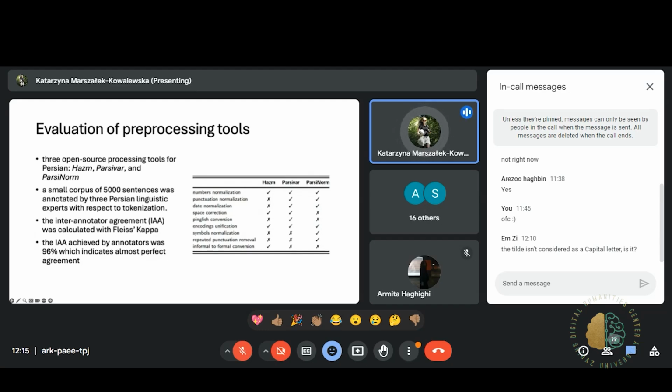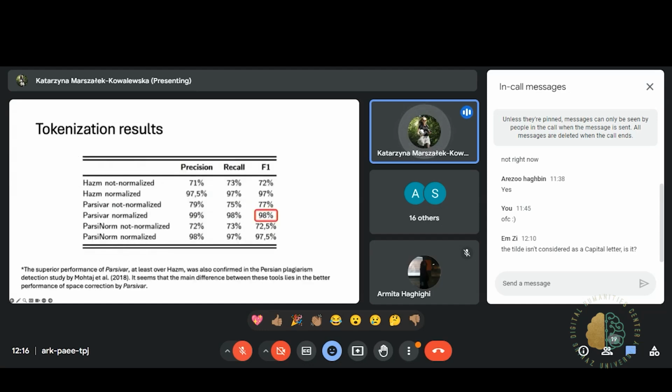And in the table here, you can see the comparison of the different normalization steps these 3 tools provide. So whether they provide the normalization of numbers, punctuation, date, space correction, also conversion from Persian to Pinglish, encoding unification, normalization of symbols, removal of repeated punctuation, or the conversion from formal to informal language. And now to some results.